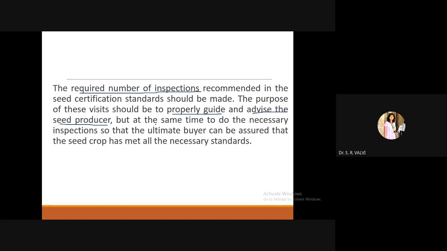But at the same time, do the necessary inspection so that the ultimate buyer can be assured that the seed crop has met all necessary standards. It means that by your guidance and advice, the buyer is assured that the seed crop has met all the necessary standards. So again, it's your duty to tell them all these things.